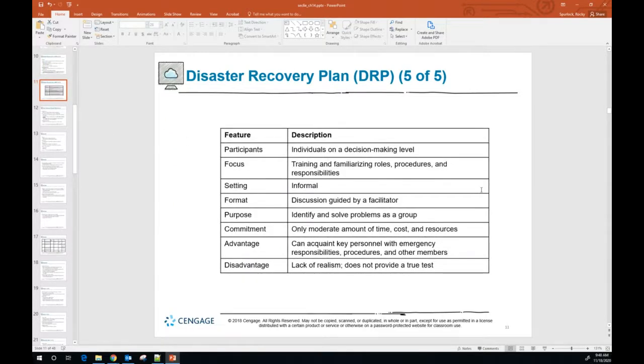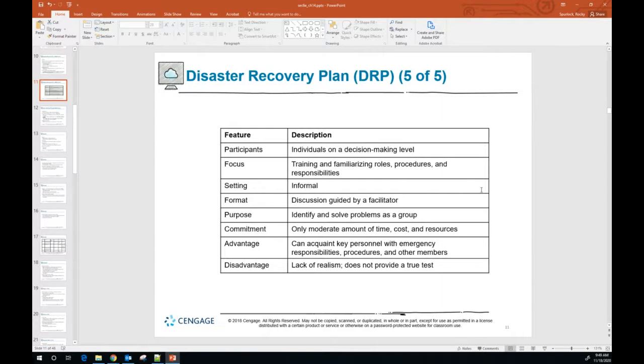Some features of the disaster recovery plan tabletop exercise include the participants, so that's the individuals on a decision-making level. The focus, which is the training and familiarizing of roles, procedures, and responsibilities. The setting is informal. The format for a tabletop is discussion guided by a facilitator. The purpose of this is to identify and solve problems as a group. The commitment to a tabletop exercise is only a moderate amount of time, cost, and resources.